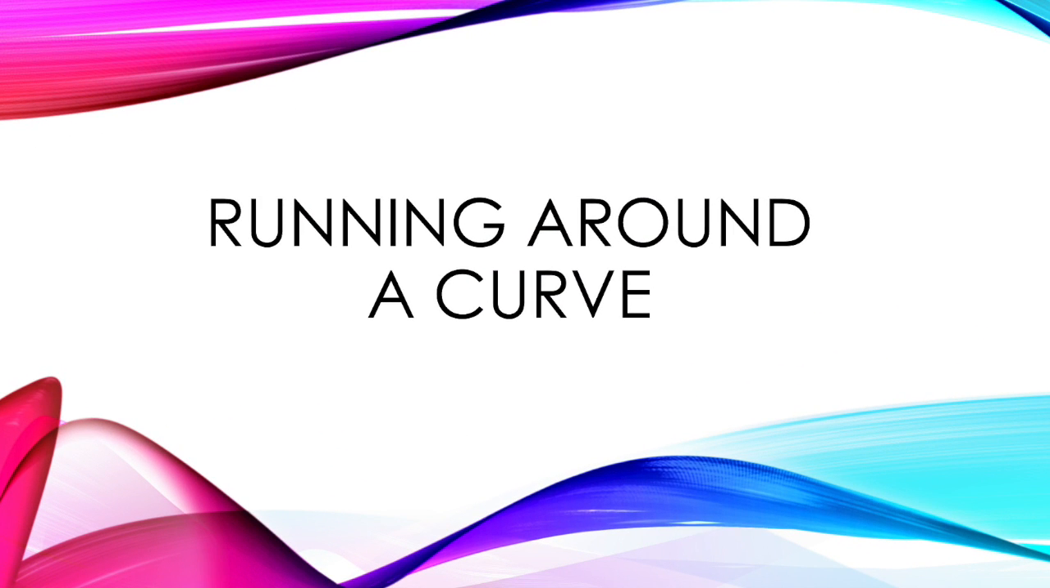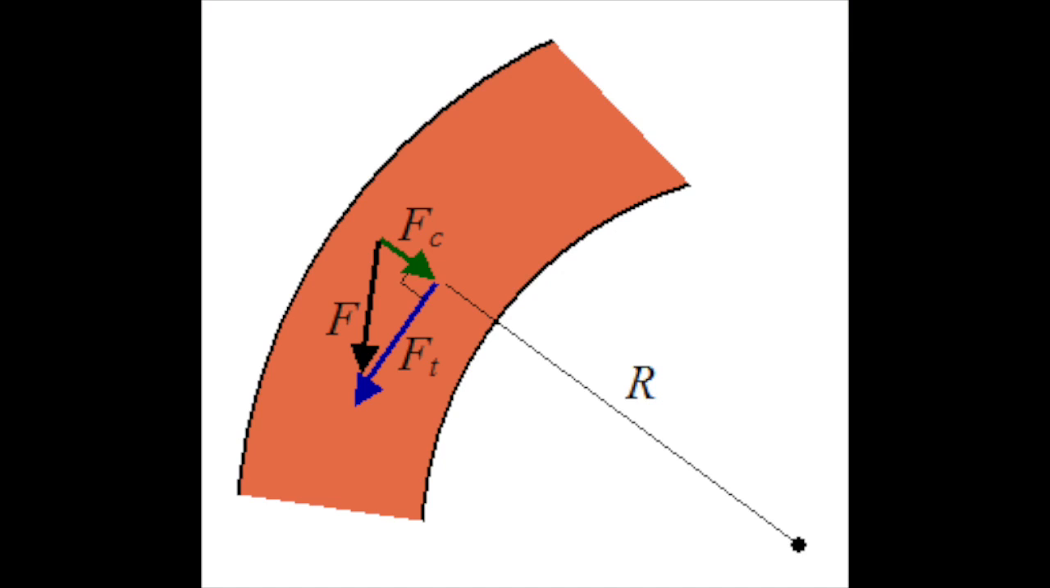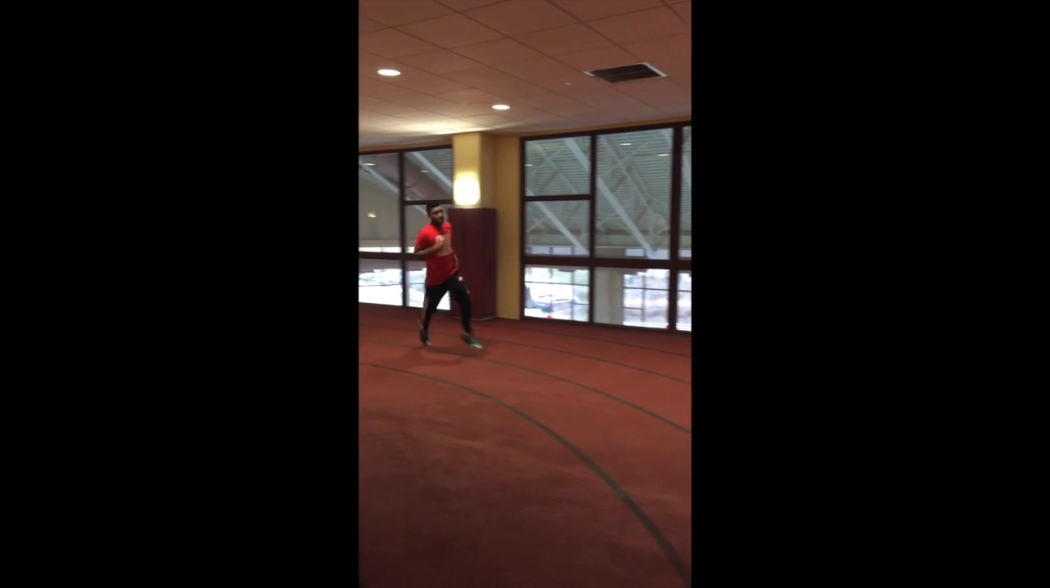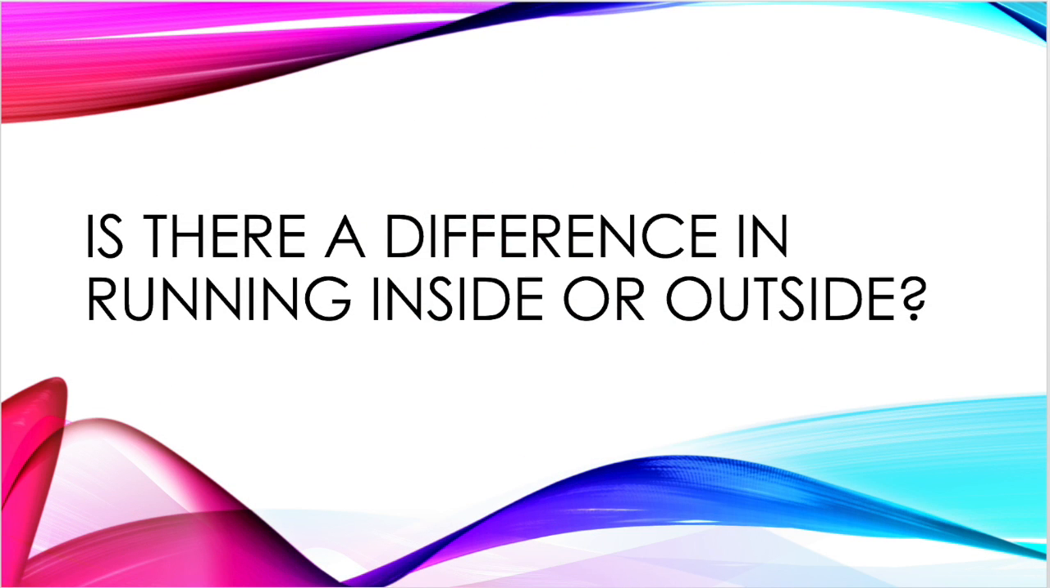Now let's talk about running around a curve. Running around a curve increases race times due to the centrifugal force experienced by the runner as he rounds the turn. The effect of the centrifugal force is more profound in the innermost lane of a track. There is a force countering the centrifugal force, known as the tangential force, Ft, that prevents the runner from experiencing a strong centrifugal force. Now let's talk about if there is a difference in running inside or outside.